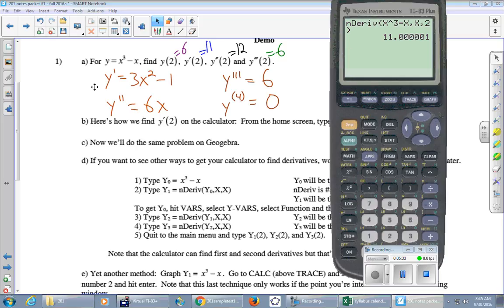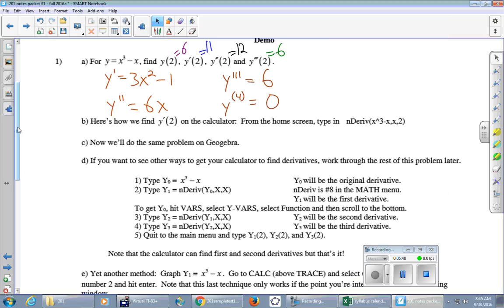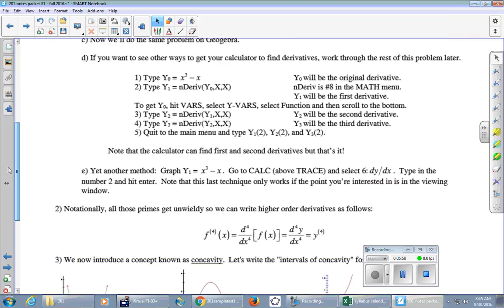It's doing secant lines that are really, really close to the tangent line, and it's getting a number really, really close to the right answer of 11. Okay. All right, so there's the first derivative. We can play the same game on GeoGebra. I'm not going to do that just yet. Let's keep playing with the calculator here.